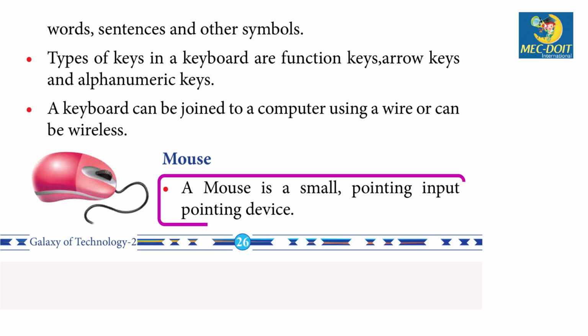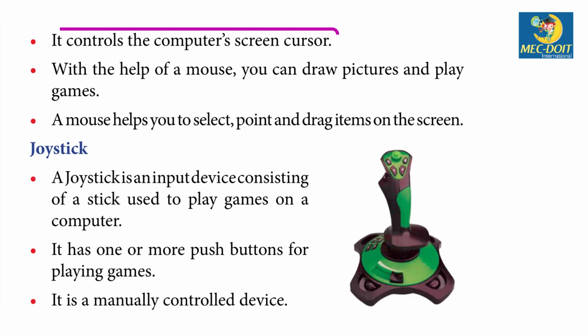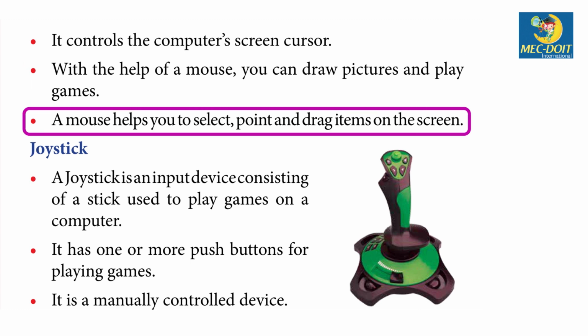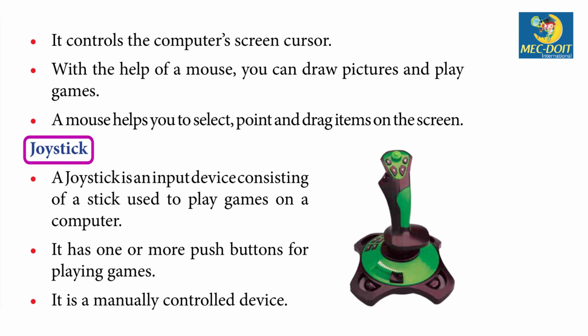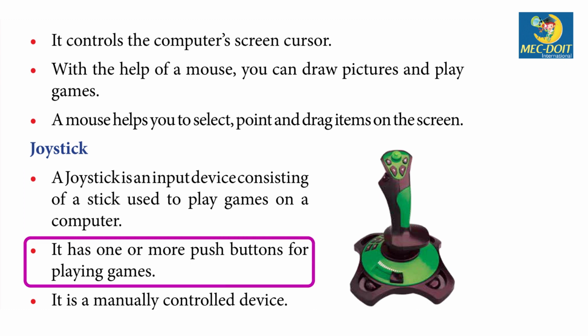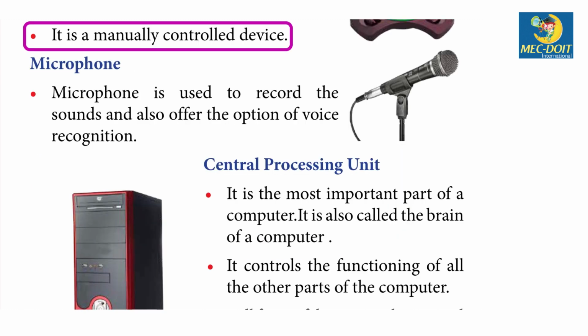Mouse. A mouse is a small input pointing device. It controls the computer screen cursor. With the help of a mouse, you can draw pictures and play games. A mouse helps you to select, point and drag items on the screen. Joystick. A joystick is an input device consisting of a stick used to play games on a computer. It has 1 or more push buttons for playing games. It is a manually controlled device.